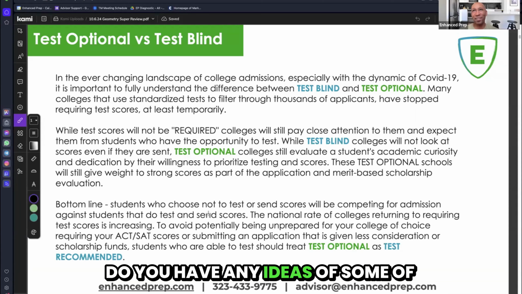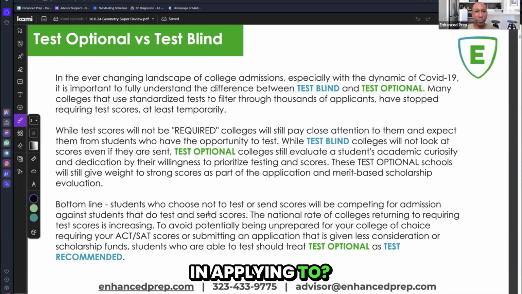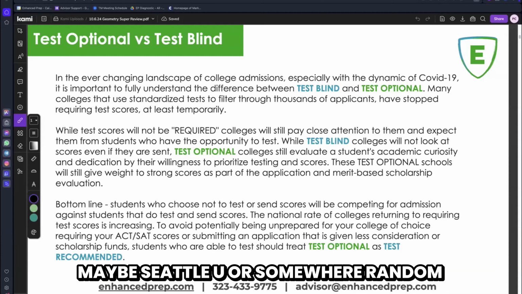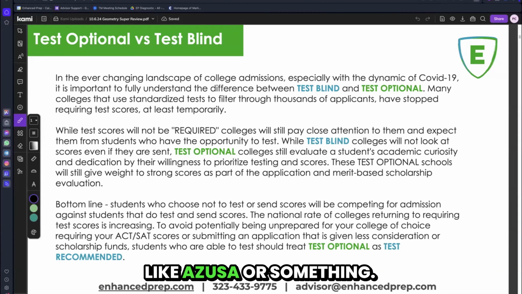Do you have any ideas of some of the schools that you're interested in applying to? I'm still looking at some, but maybe Seattle U or somewhere random like Azusa or something.